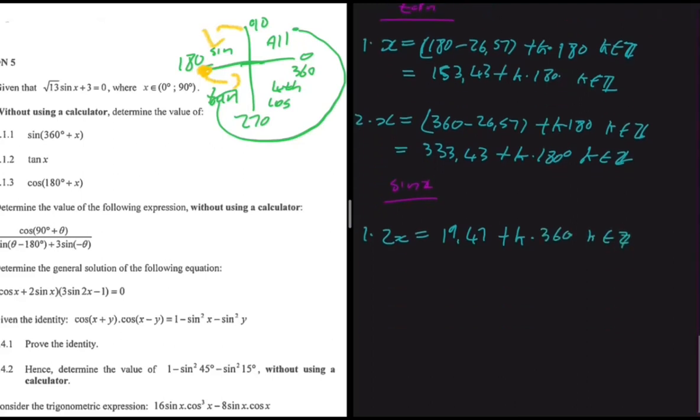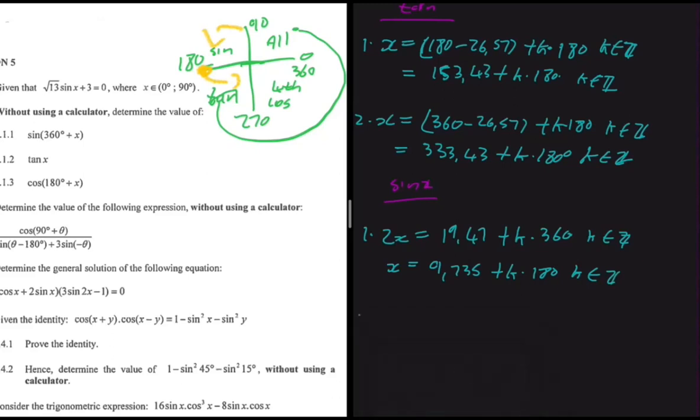Here we have 2x, so we're going to divide throughout by 2 so that we can have the value of x. If we do that, we get x equal to 19.47 divided by 2, which is 9.735, plus k times 360 divided by 2, which is 180. K is still an element of some integer. So that's one of the solutions.